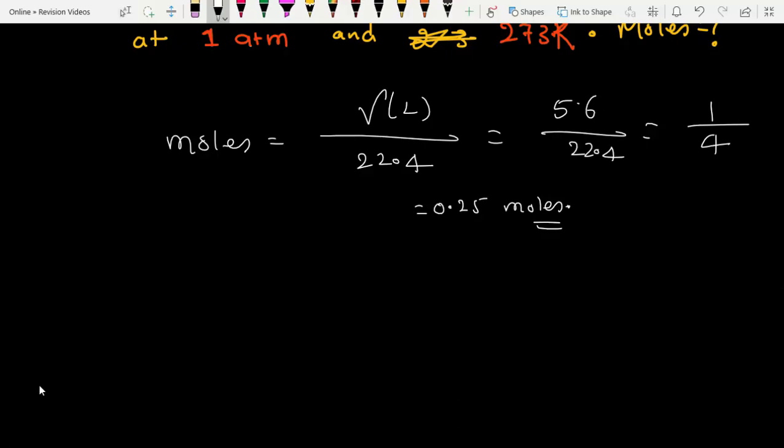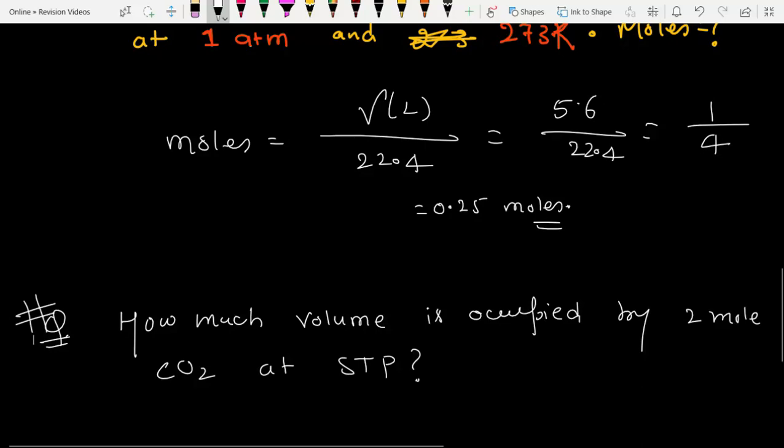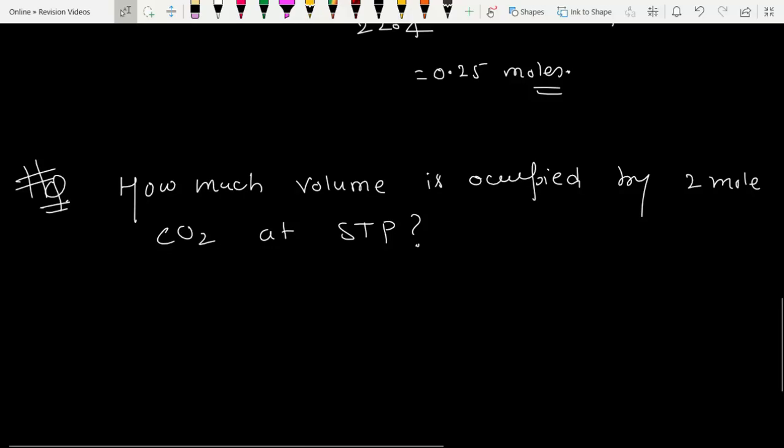I'll just write a question for you, and I'll expect you to try this on your own. The question is: calculate how much volume is occupied by 2 moles of CO2 at STP. You try this question on your own and let me know the answer in the comment section below. Now, these were the two methods to calculate the number of moles.